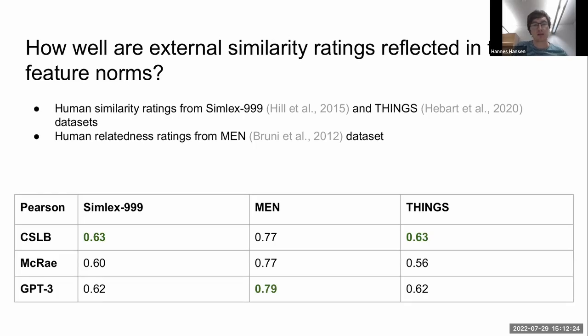Next, we ask how well external human similarity and relatedness ratings are represented in the feature norms. For this, we use the similarity ratings from Similex 909 and Things, and the relatedness ratings from MEN. In the table, we can see the Pearson correlation for concept pair similarities. The CSLB feature norm has the highest correlation with the Similex 909 and Things similarity ratings, whereas the GPT-3 norm has the highest correlation with the MEN ratings. But overall, the performance is quite similar across all norms, indicating a similar quality of features. Yet we can see higher correlations compared with the McRae norm that was used for priming.